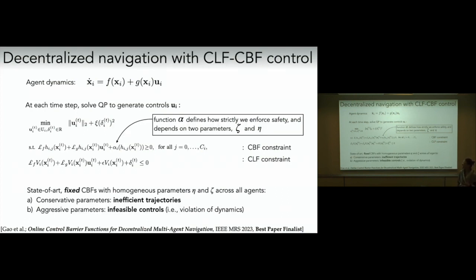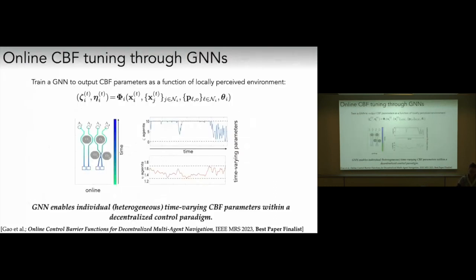Well, basically, if you have a fixed CBF with homogeneous parameters zeta and eta, so all the robots have the same ones, then you can either think of choosing more conservative parameter values. What that leads to is very inefficient trajectories, so they'll be making very large detours around everything they see around them. Or you can try to go for more aggressive parameters, but that might lead to infeasible controls. So you're telling your robot to execute accelerations it's physically not capable of doing given its dynamics model. So those are our two extremes, and you now have to find a sweet spot somewhere in the middle that leads to completion of the task. And that tuning process is quite hard, and especially it's static.